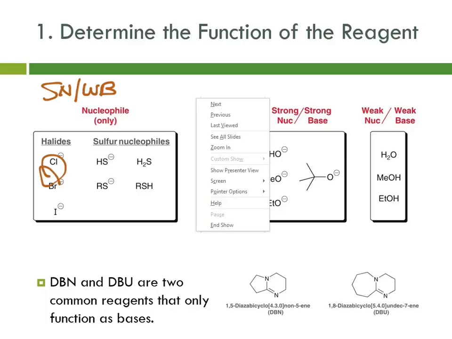Here we have the halides. The conjugate acids of these are strong acids, so these are weak bases. That's why they don't function as bases. They're good nucleophiles, though. And here we have sulfur nucleophiles.